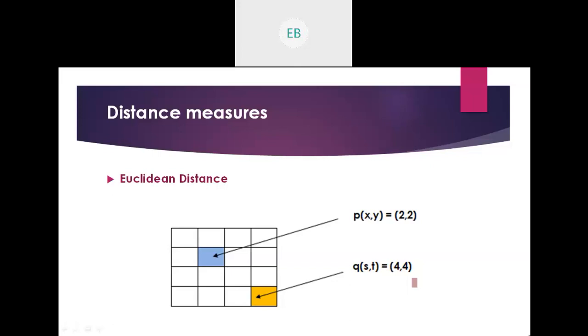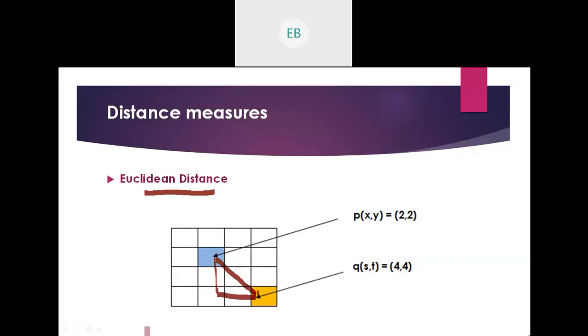So what is Euclidean distance? Euclidean distance is the minimum distance between the pixels p and q. How to calculate this minimum distance? The minimum distance is the length of the straight line formed between p and q. And how do we calculate this? We calculate it simply using the Pythagoras theorem.